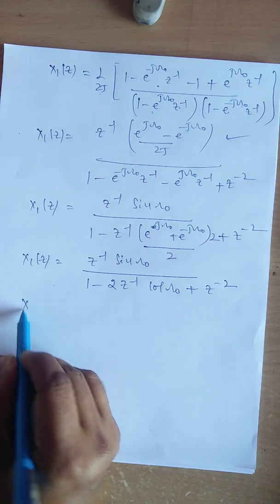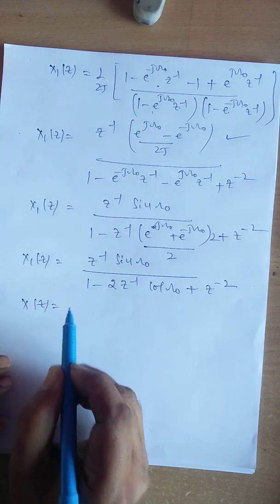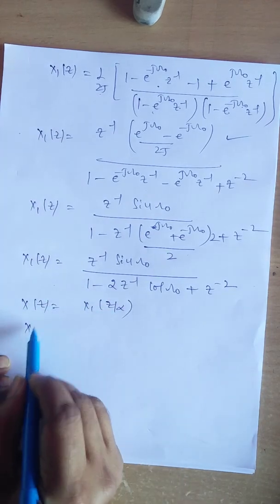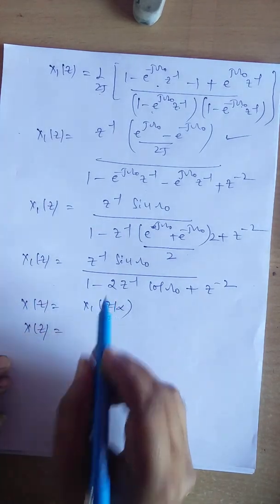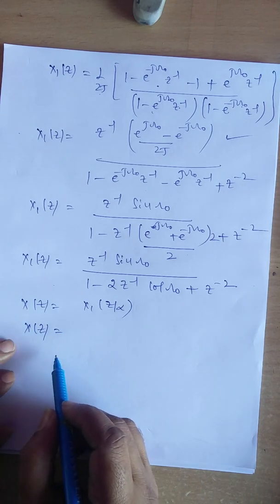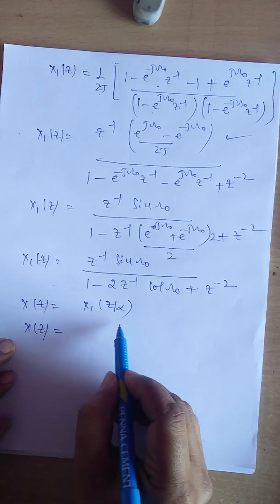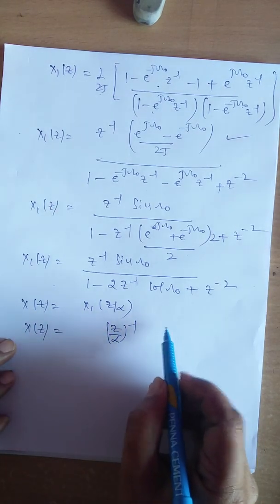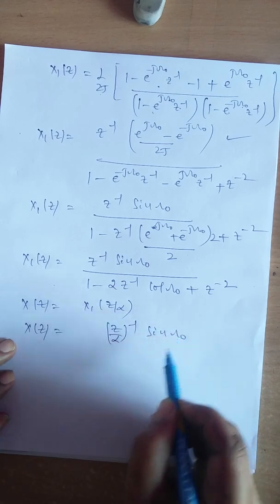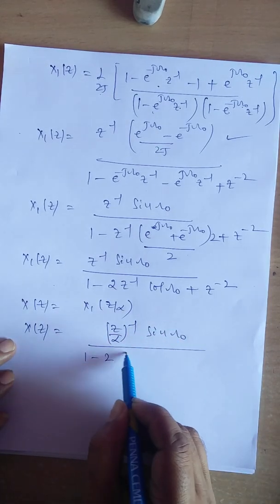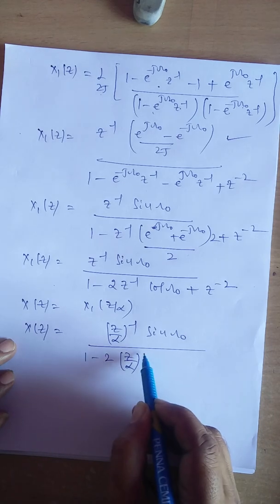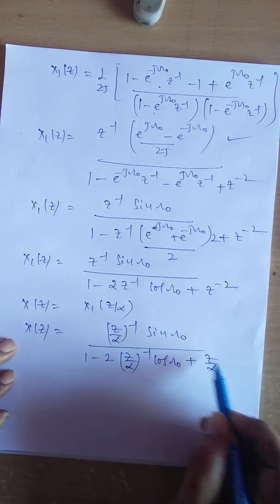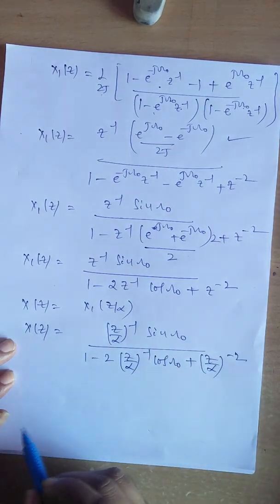Now to get x of z, you know that x of z is equal to x1 of z by alpha. Wherever z is there, you replace it by z by alpha. You will get z by alpha whole to the power of minus 1 into sine of omega naught, divided by 1 minus 2 into z by alpha whole to the power of minus 1 into cos omega naught plus z by alpha whole to the power of minus 2.